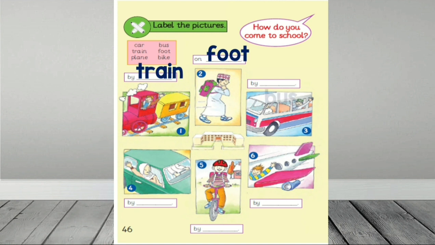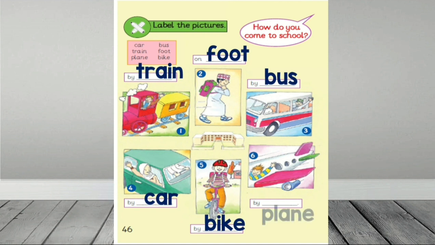How do you come to school? By bus. Very good. By bus. Number 4. How do you come to school? By car. Very good. By car. Number 5. How do you come to school? By bike. Excellent. By bike. Number 6, how do you come to school? By plane. Excellent. By plane.